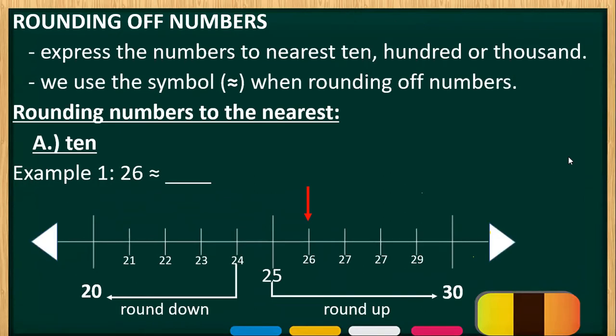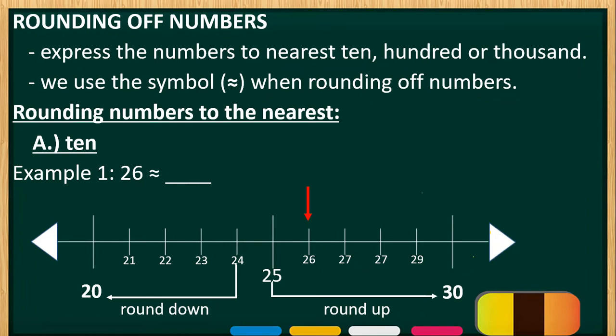Rounding off numbers. When we round off numbers, we express them to the nearest 10, 100, or 1,000. And we use the symbol, as you can see here on the screen, when rounding off numbers. So when we say 10, you know the place values of numbers, right? 10, 100, 1,000, 10,000, 100,000, and more, like we discussed last video.